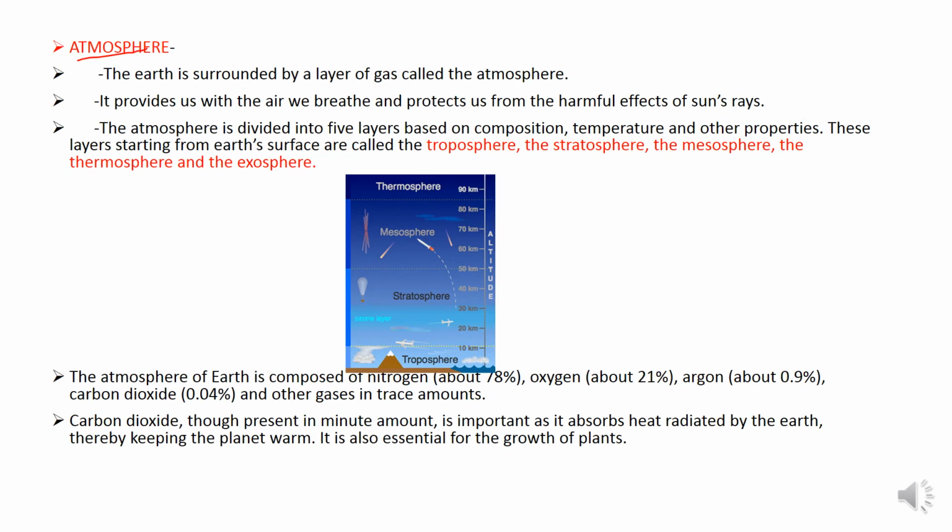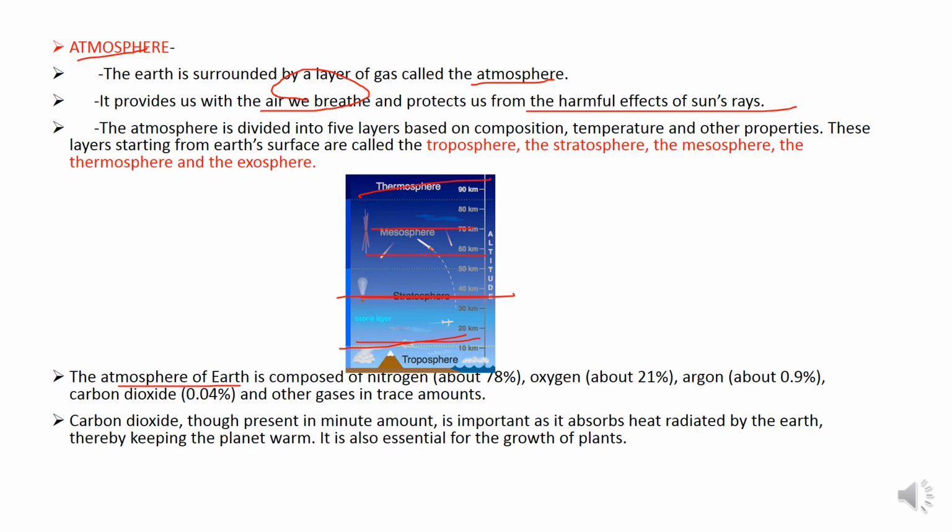Atmosphere. The Earth is surrounded by a layer of gas called atmosphere. It provides us with the air we breathe and protects us from the harmful effects of sun rays. The Earth is divided into 5 layers based on the composition, temperature and other properties. These layers starting from the Earth's surface are troposphere, stratosphere, mesosphere, thermosphere, and outer space, that is exosphere. So planes move around in troposphere and ozone layer is present in stratosphere.